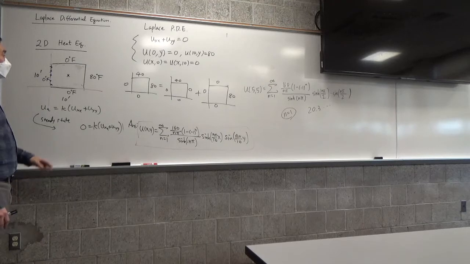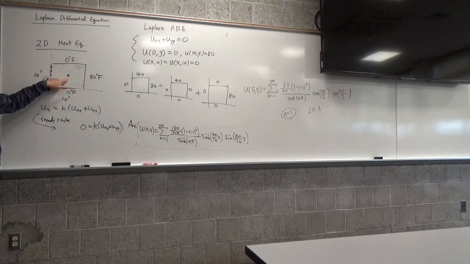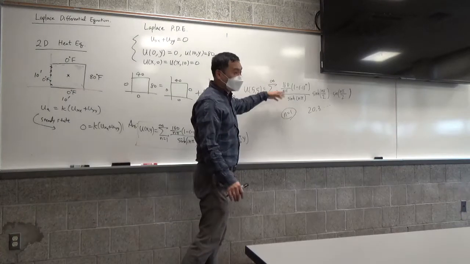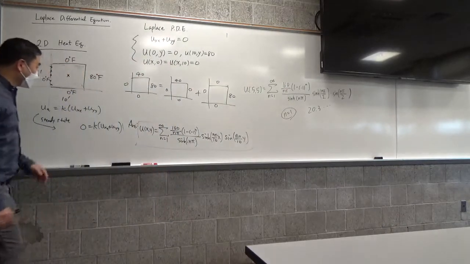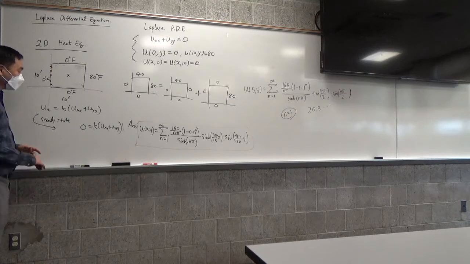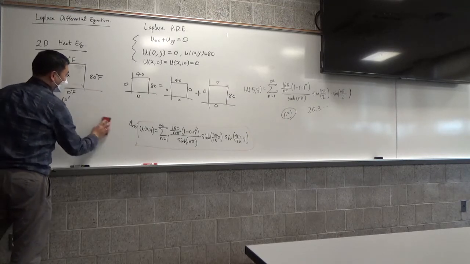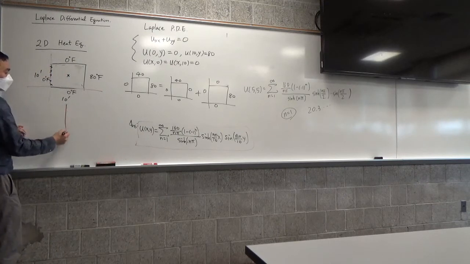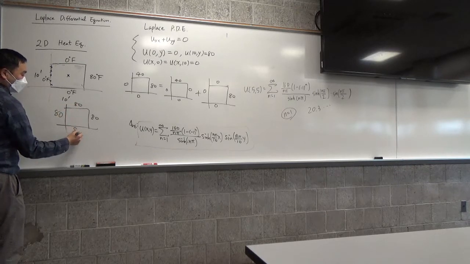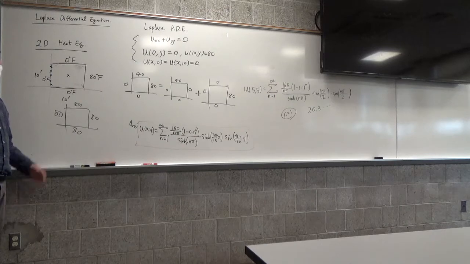And then let me give you another way to understand why this has to be exactly 20. Because to get the value, you have to do this infinite series, and you're not sure if it's going to be 20. So here's another take on why this should be exactly 20. So first, think about what the solution might be if you had 80, 80, 80, 80. What's the solution of the Laplace equation if you have this? 80 all the way, right?